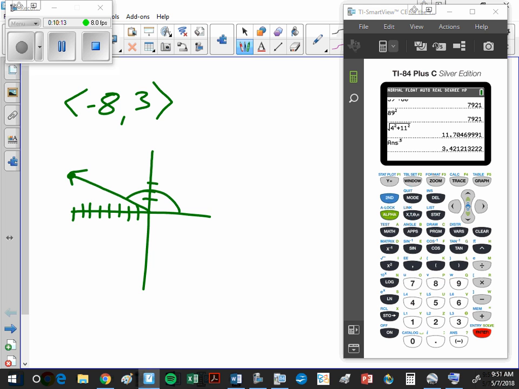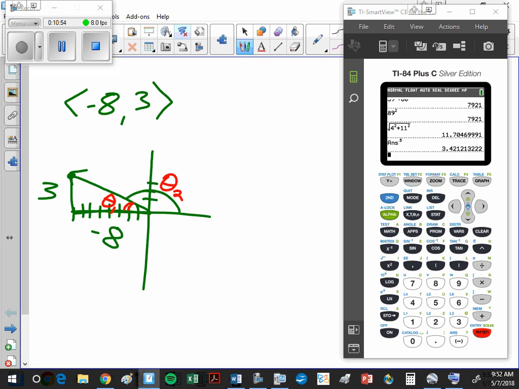Well, I'm in quadrant 2, and I know that in this triangle, -8 is my x, and 3 is my y. I can figure out what this angle is. We've got to do a little bit of thinking here. The goal is to find theta 1 and then subtract it from 180 to get theta 2. And theta 2 is our answer.